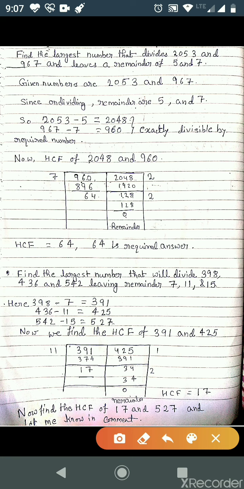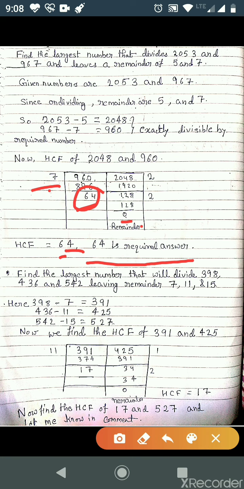2 times 1920 leaves remainder 128. Now 128 is less than 960, so we divide 960 by 128. 7 times leaves remainder 64. Now 64 is obviously less than 128, so dividing 2 times gives remainder 0. So the last division is done by 64, so this 64 is the HCF of the numbers, and 64 is the required answer also.